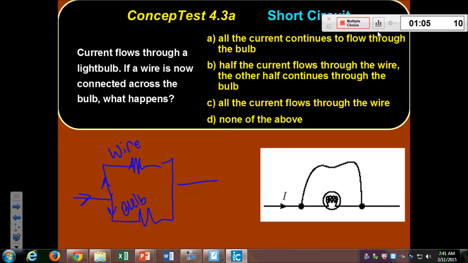Y'all have heard that path of least resistance business? That's from electricity. That's where that phrase comes from. Now the wire has a resistance that's effectively zero, basically, compared to the bulb, which has a much higher resistance. So y'all think about that. Change your answer. Most of you had the wrong answer.